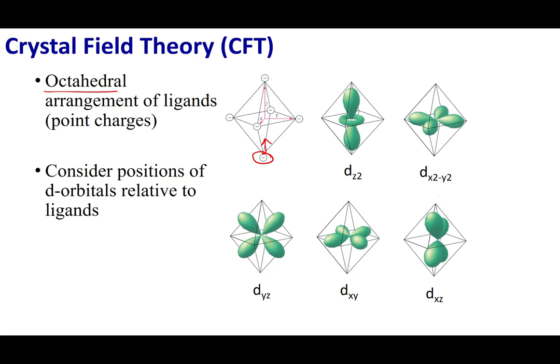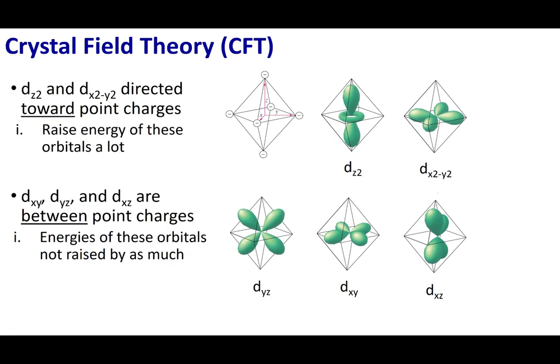Now remember, that metal center has all these d orbitals, and these d orbitals are where electrons are going to reside. So you're going to have an interaction between the negative electrons and the negative point charge, and this interaction is unfavorable. It's going to start to destabilize some of these d orbitals. In the octahedral case, anytime a negative point charge or a ligand is pointed directly at an orbital, it is going to destabilize that orbital greatly.